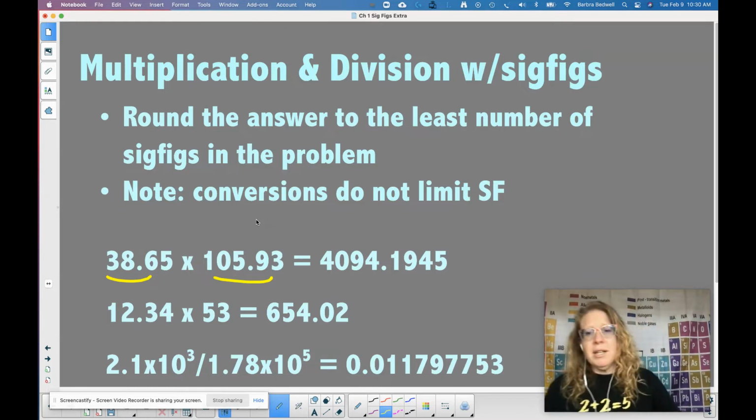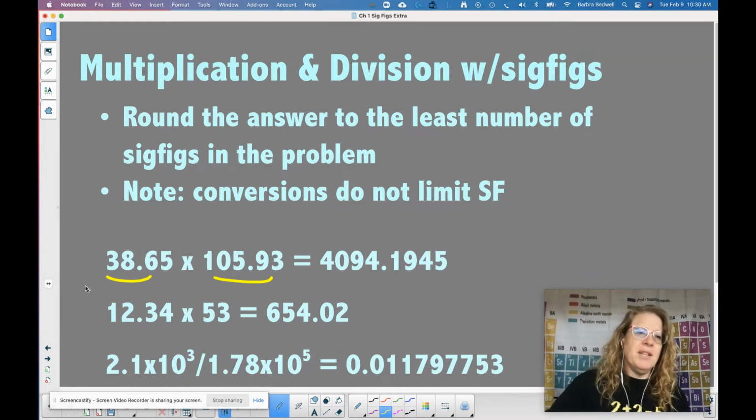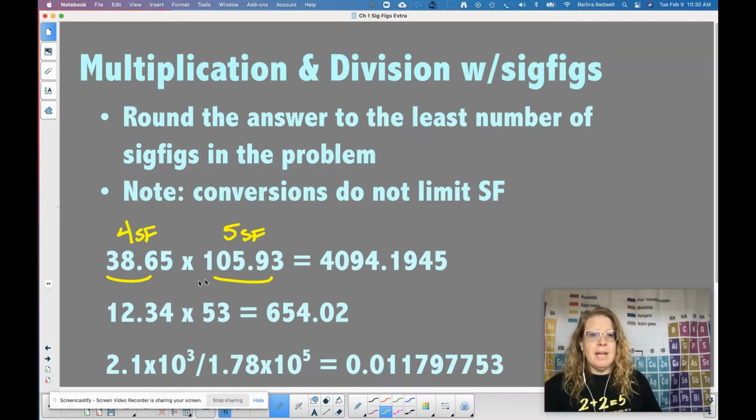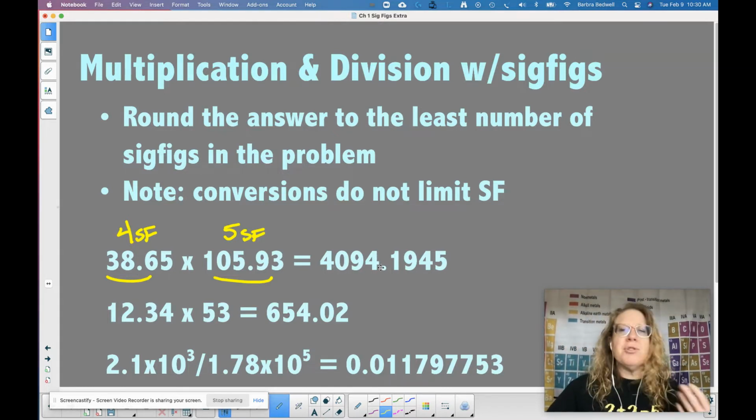If you take a look at this, when you do your calculation, 38.65 times 105.93, you get this value. This is your calculator answer. It's way too precise. This measurement had 4 SigFigs, all non-zeros. This one had 5 SigFigs. 4 SigFigs, 5 SigFigs, and this calculator answer looks like it has 8. All of a sudden it went from decent precision to this outstanding level of precision, and there's no way that happens. That's a calculator artifact.